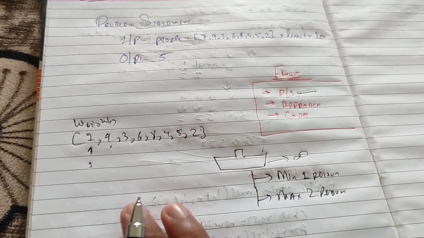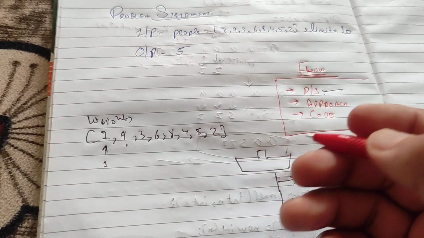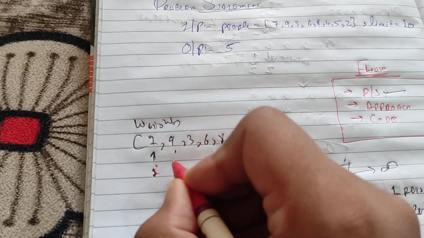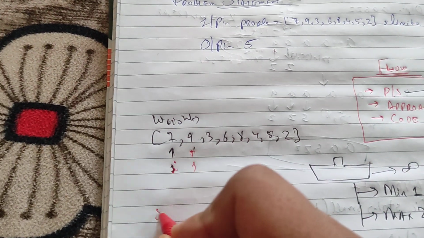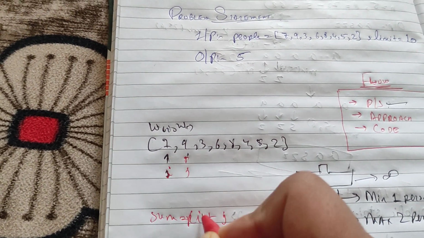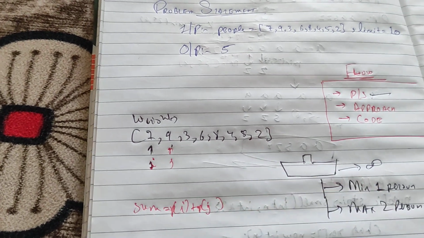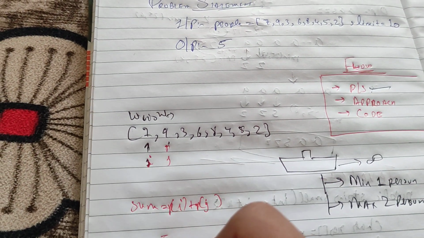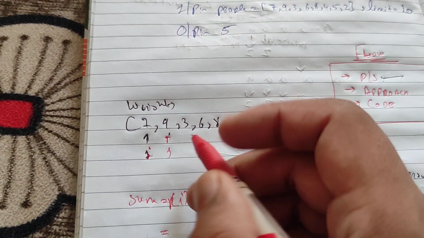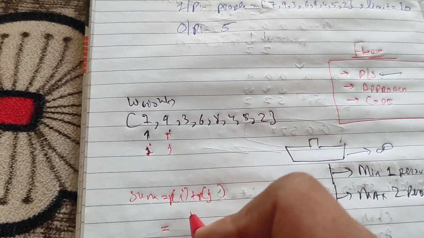By looking at this, one thing that comes to mind is very simple: we take one i pointer over here and one j pointer over here, and we sum them up. So it will be people of i plus people of j, their values. But as you can see, if we do that, we will be repeating these values. Let's see how.